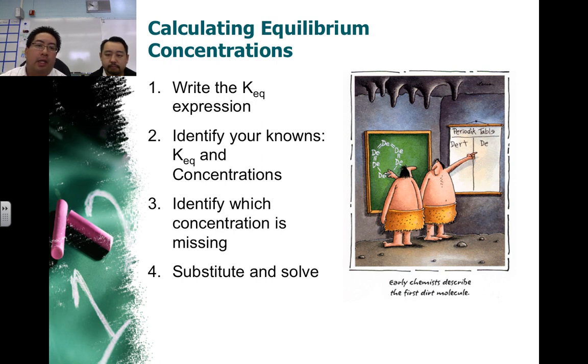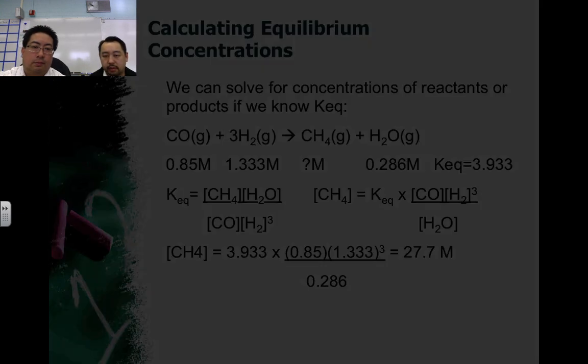So we can calculate equilibrium concentrations for systems at equilibrium by writing the KEQ expression, and then we can identify our knowns. When we identify our knowns, we'll have a KEQ and some of the equilibrium concentrations, but not all of them. Then, when you identify which concentrations you are aware of, you can solve for the one missing unknown by plugging in all the numbers and solving algebraically.